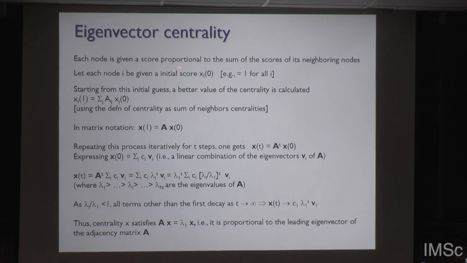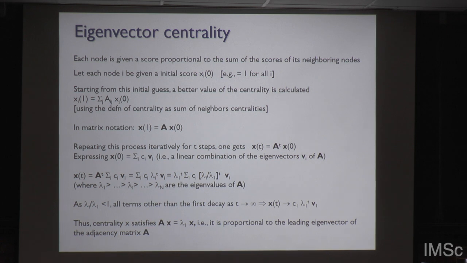Well, let's just say that we give some random initial score to each node. Let's call it xi at time 0. So the ith node is given an initial score of xi at time 0. And for simplicity, you can just choose it to be the same for all the nodes. So you just set it to 1.